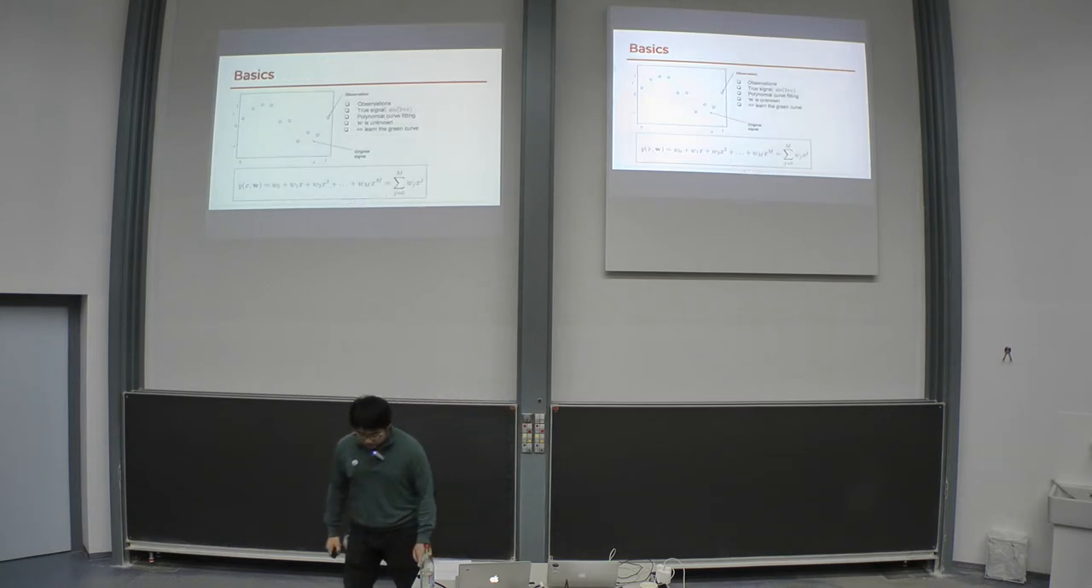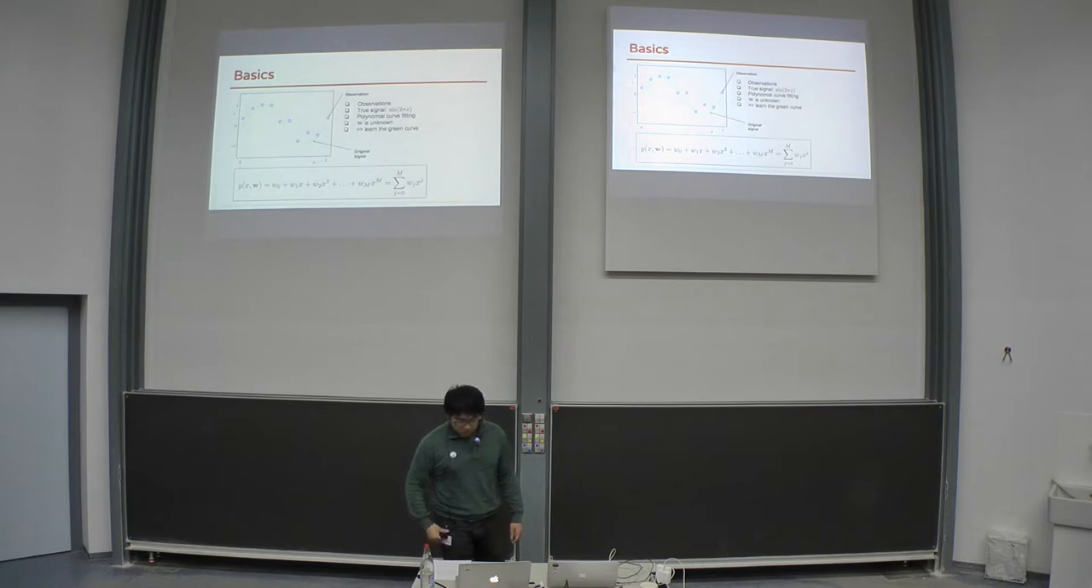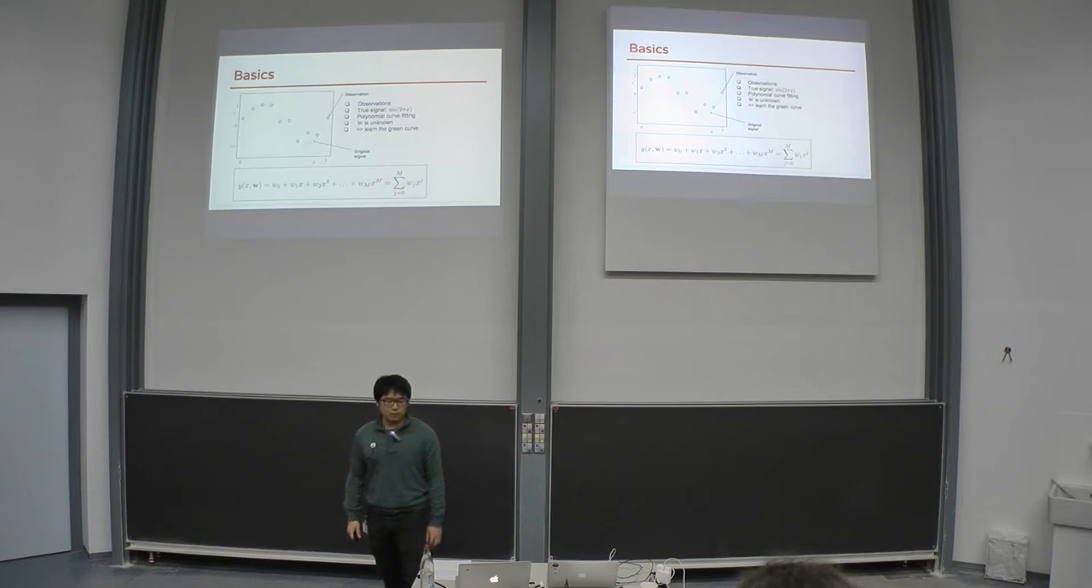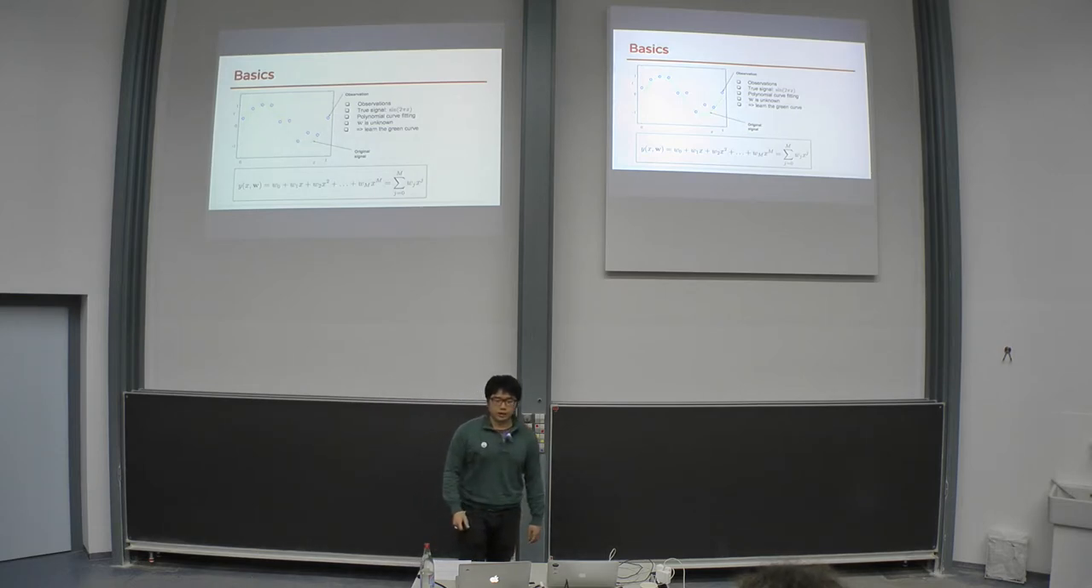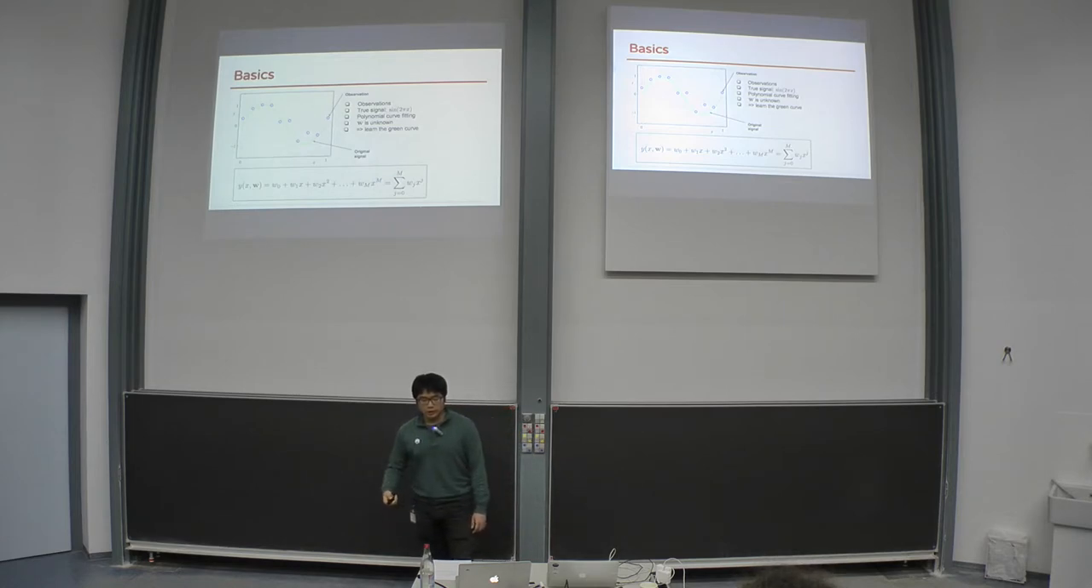All right, that's the concept of adversarial learning. So let's look at some basics about machine learning. Imagine we have a set of observations. The blue points are the observations, and the real signal is the green one, a sine function. What we want to learn is to use a polynomial function to do curve fitting.